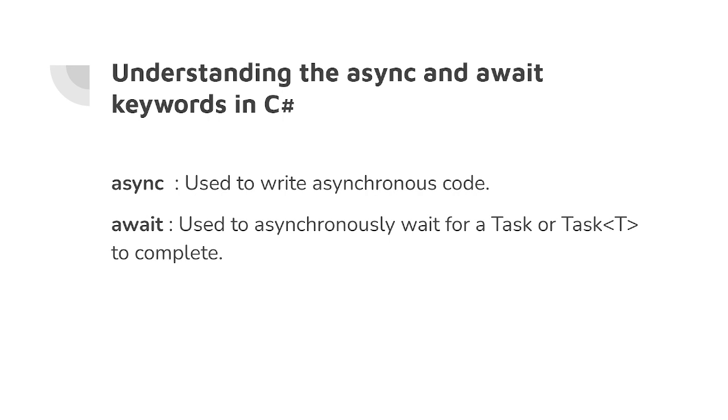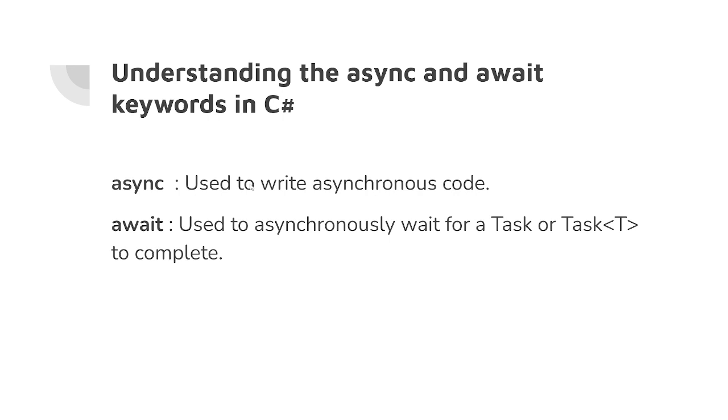Then the await keyword. The await keyword is used to asynchronously wait for a Task or Task of T to complete. When an await keyword is encountered, the method is suspended until the awaited task completes. This allows the method to perform other operations while waiting for asynchronous operations to complete.